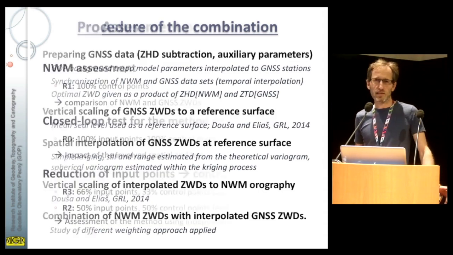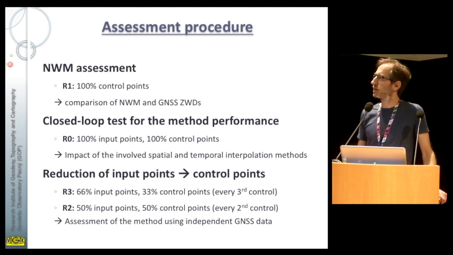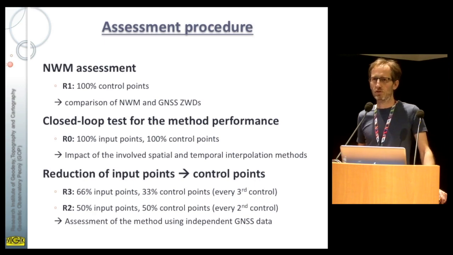How to assess it? We assess it optimally by the GNSS. And initially, we just use all points as control points, which means we could validate our original first layer of the numerical weather model-based corrections only. Then we can have a closed loop scenario where we use all the input points from the GNSS as control points as well. So we can really assess the impact of our interpolation methods and strategy, etc.